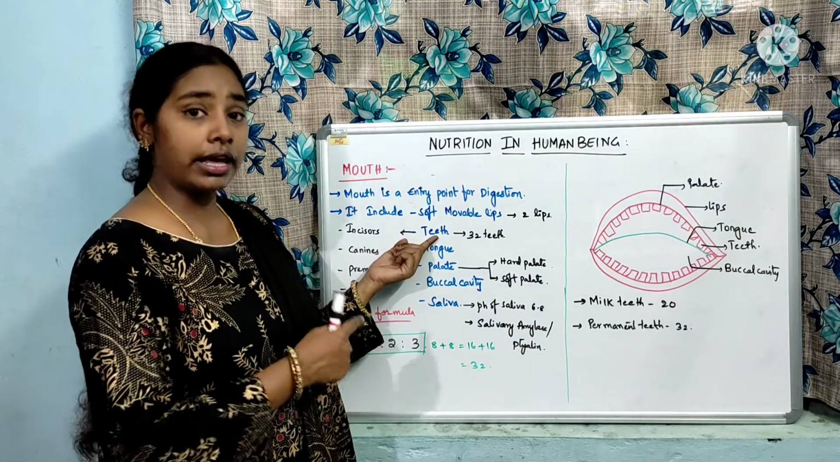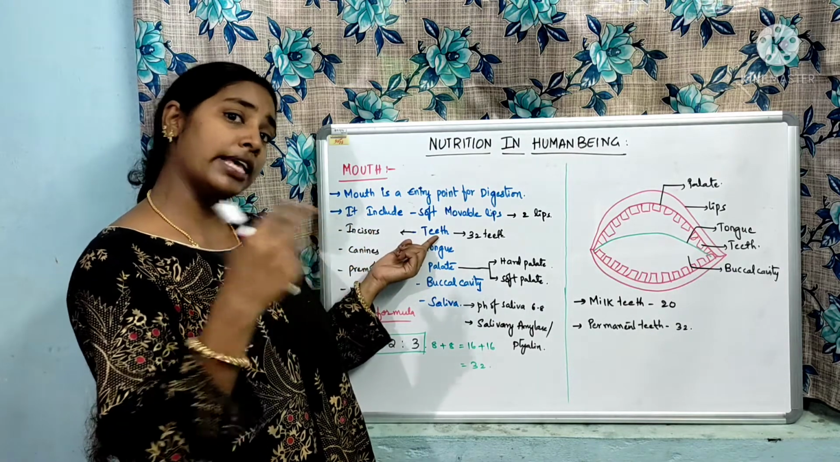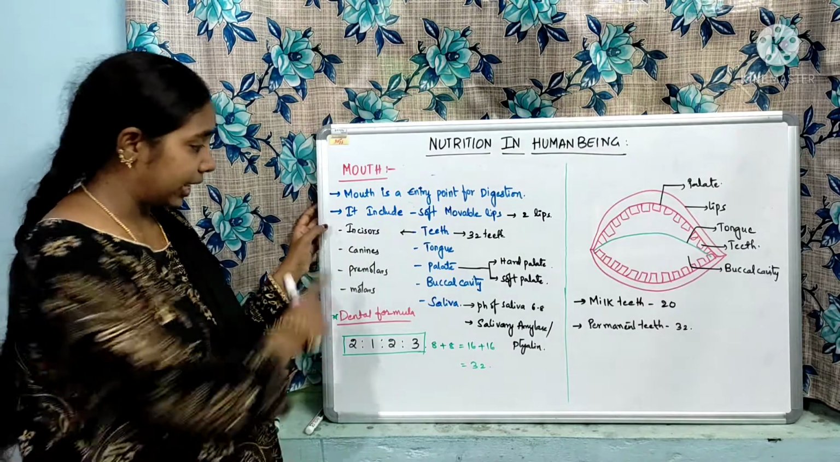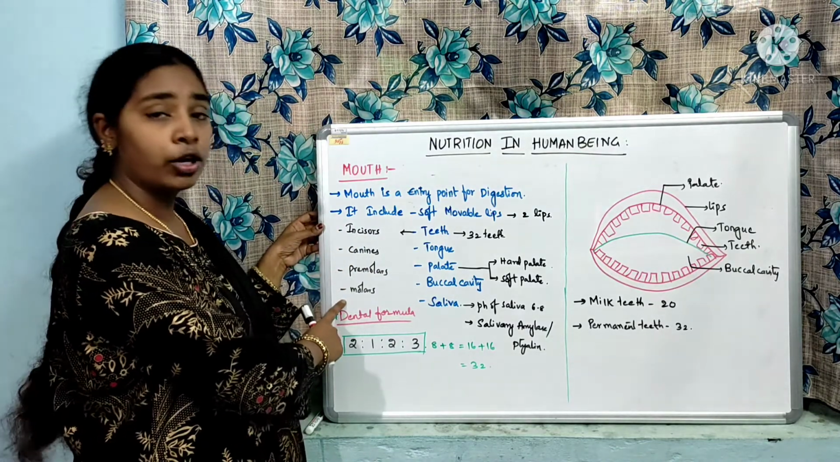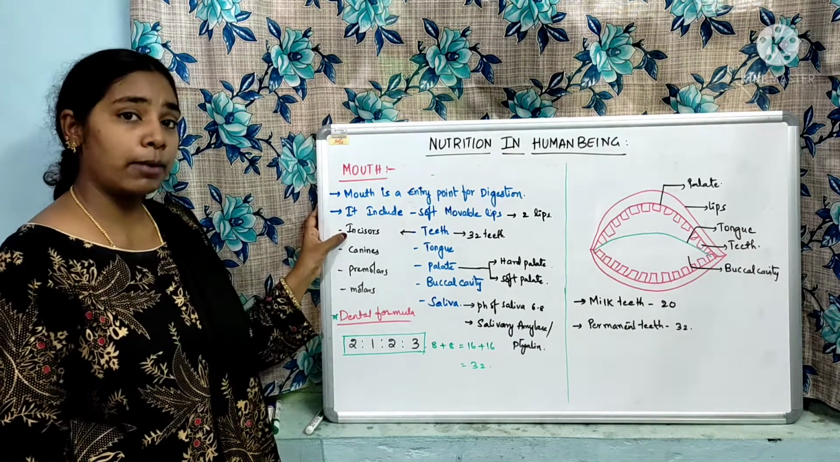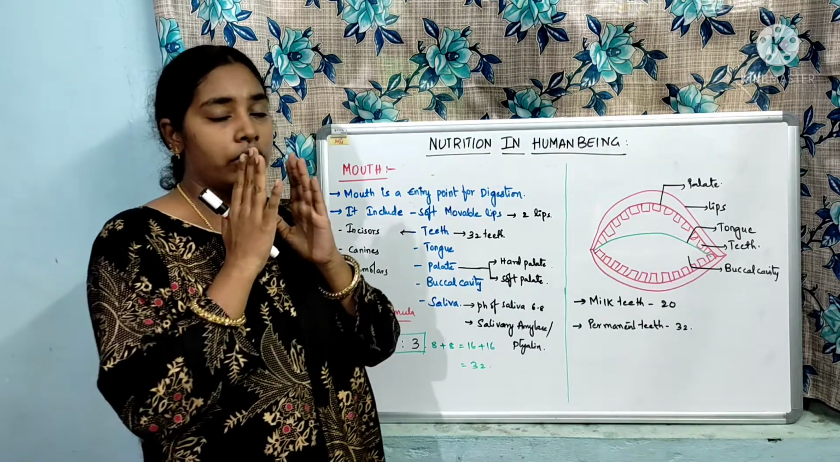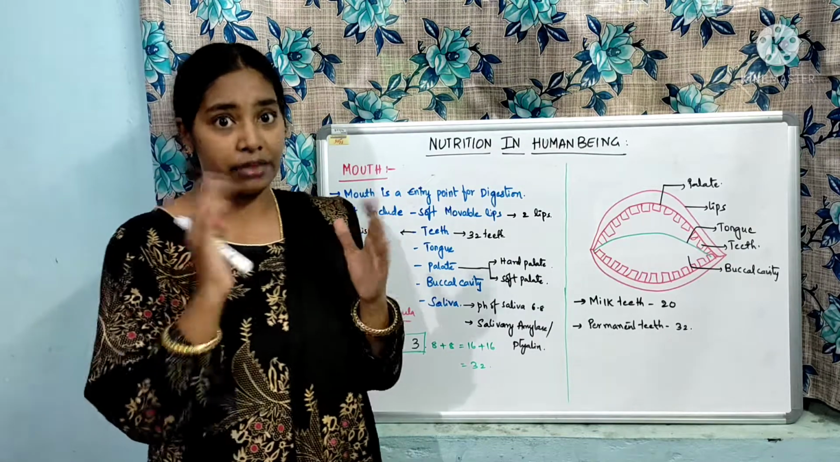Next, teeth. If you come to teeth, there are 4 types of teeth. Those 4 types play their own role. So what are those? They are incisors, canines, premolars and molars. Incisors are helpful in cutting food at the front.